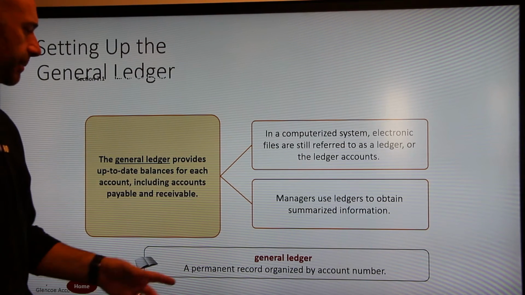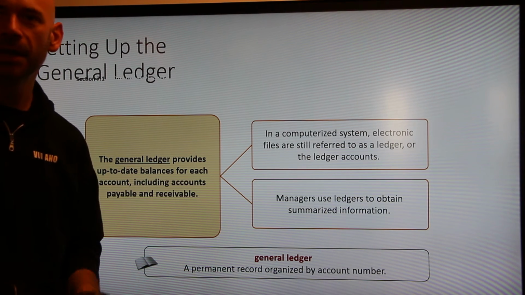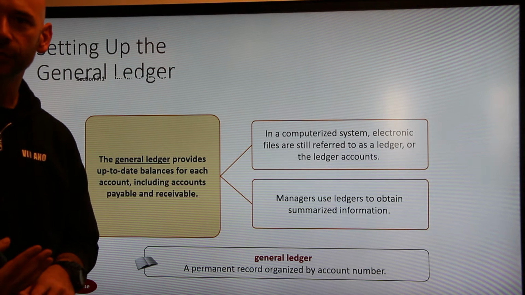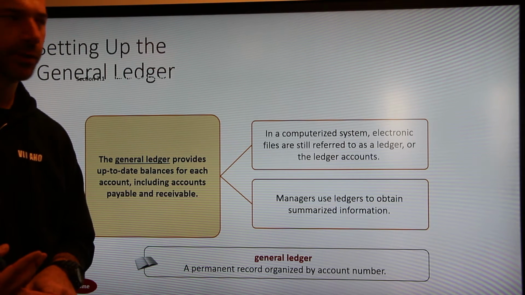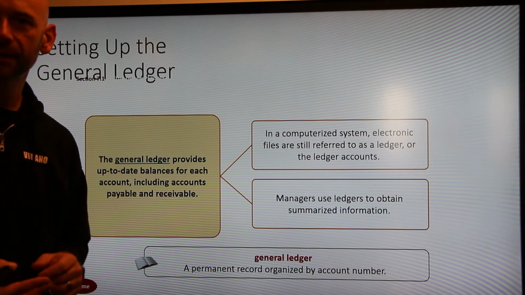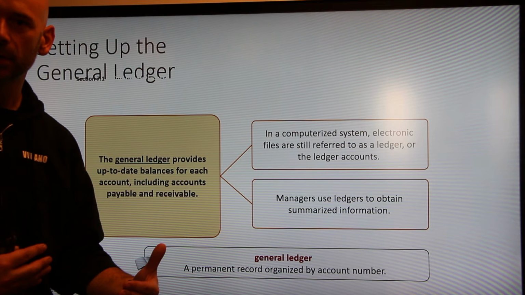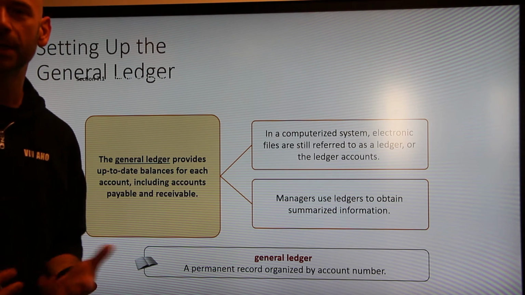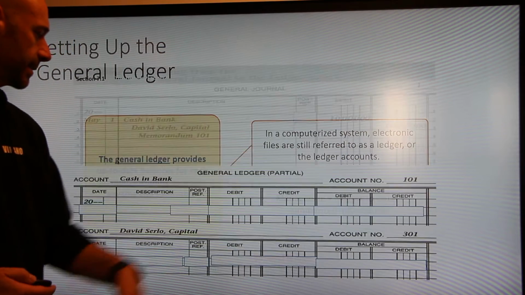Alright, so the general ledger is a permanent record organized by account number. So we went through and we know that all of our accounts begin with a certain number, right? Our assets start with 1, our liabilities start with 2, our owner's equity accounts start with 3, revenue 4, and expenses are 5. So that's a way that we can organize to keep everything in order, so when we have the need to go and find the information, we can easily get access to it.